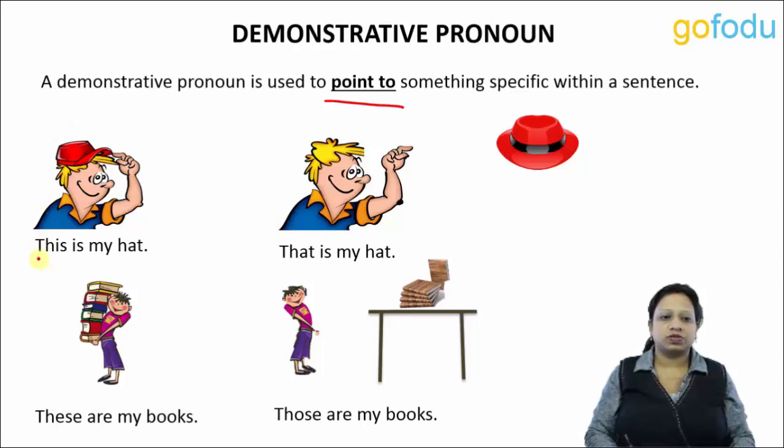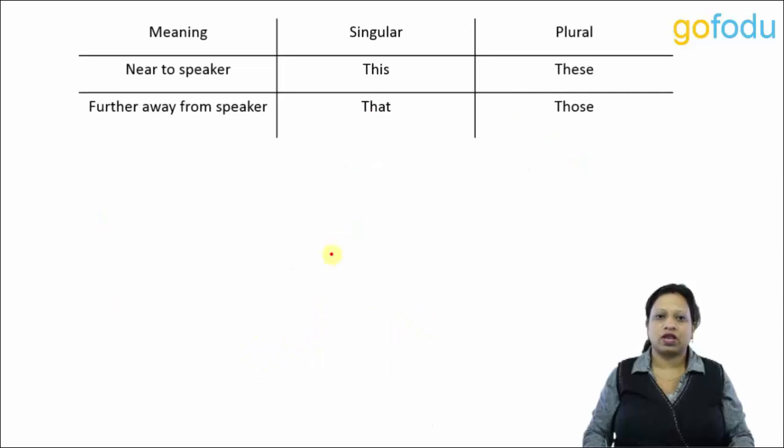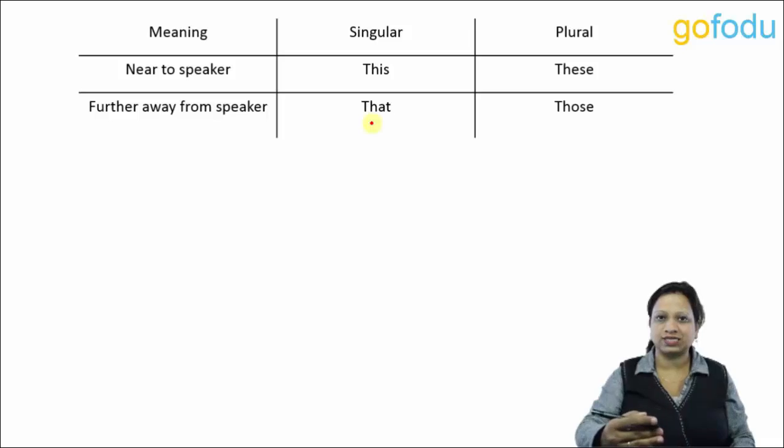Over here, this is pointing towards a specific hat. That is pointing towards a specific hat. These are pointing towards specific books. These all are demonstrative. Over here, this points to something that's very clear, that's very near to you. Near in the sense of distance as well as time. Closer, near or closer to the speaker or to the present. That is farther away in relation to distance as well as in time. These is plural of this and those is plural of that.